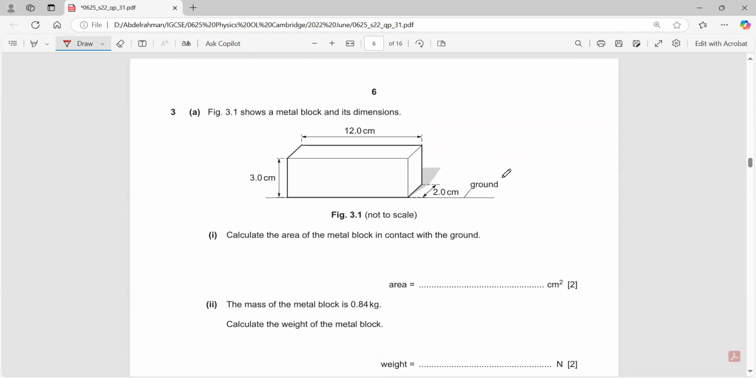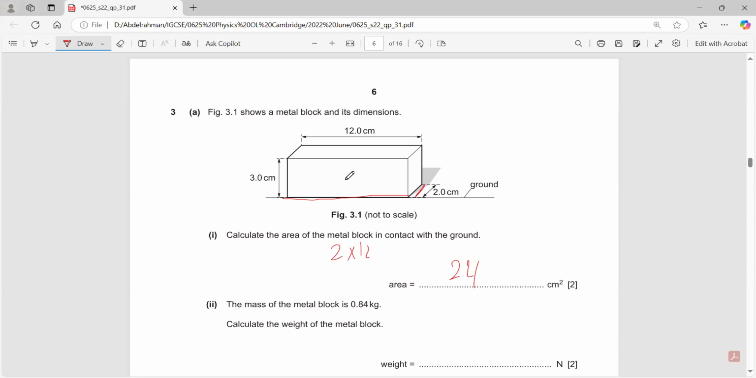Okay. And question 3, calculate the area of the metal block in contact with the ground. The area in contact with the ground is 2 times what? 2 times 12. So 2 times 12 is 24 centimeters squared.